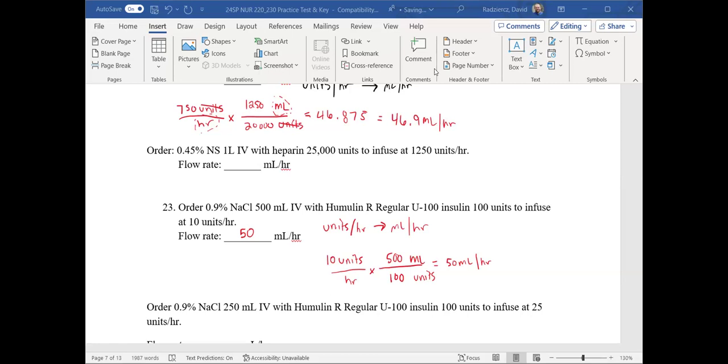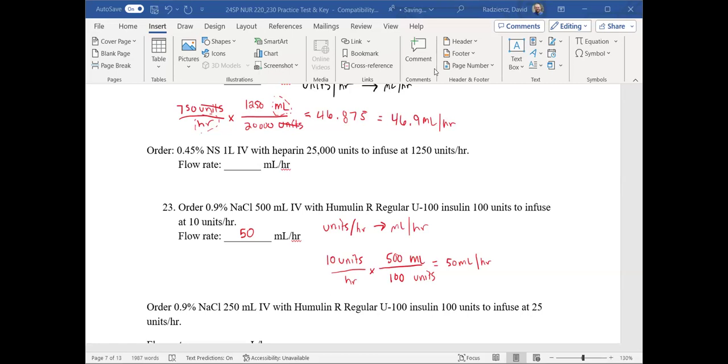You're not going to have a decimal milliliter per hour. So what's the other way you did it? The other way I did it, I did 1 liter and then I converted it to milliliters. At least that's what I tried to do. Then I had 1,000 milliliters times the 1250 units divided by 25,000, but I ended up getting 5,000, and that doesn't make sense. That was the right way to set it up, but that was a calculator error.